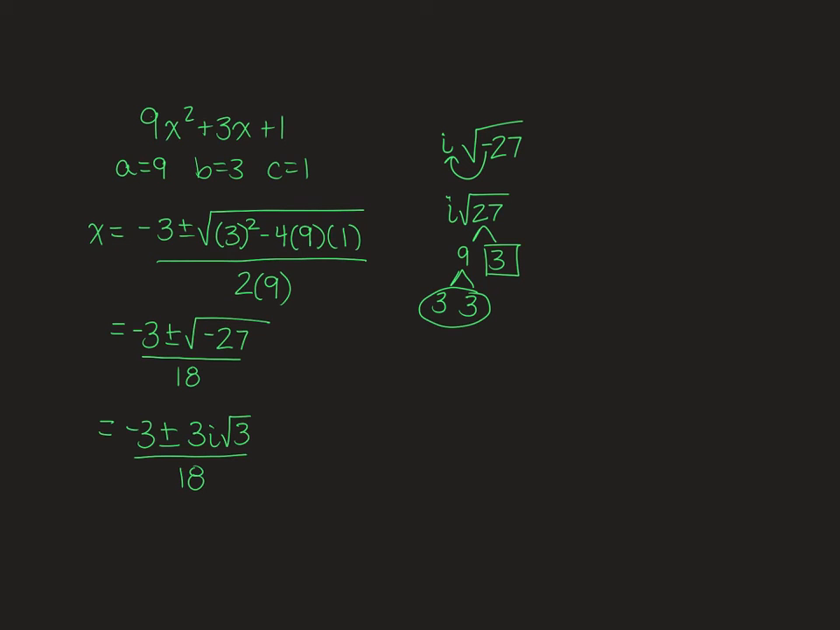Now this can be simplified even more if you look at your numbers in front. You have negative 3, 3, and 18. Those can all be reduced by 3. So 3 goes into negative 3 negative 1 time. 3 goes into 3 1 time. 3 goes into 18 6 times. So your solution is going to be negative 1 plus or minus 1i, the 1's invisible, square root of 3 all over 6. Okay, and that's your other solution.